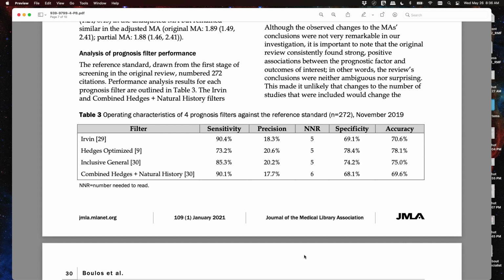and they consider the Irvine filter to be of superior performance because it's a bit more precise than the combined hedges and natural history filter.